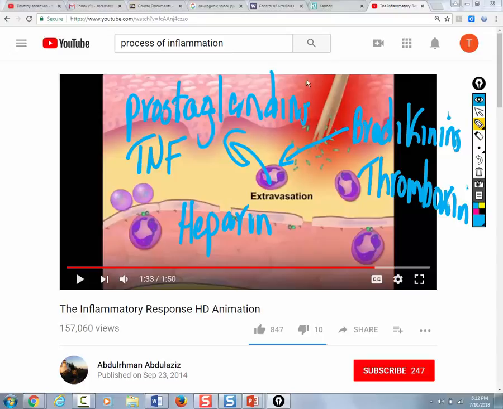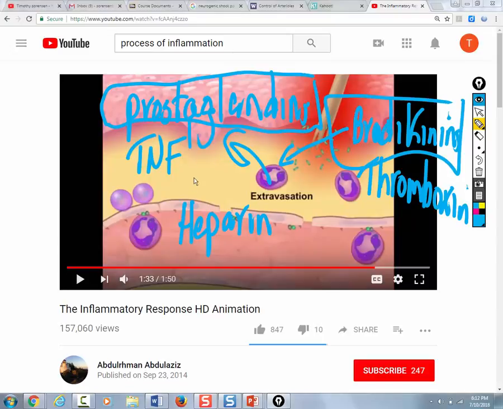Are you with me? The other thing that prostaglandins and bradykinins and tissue necrosis factor do is they increase capillary permeability and also cause vasodilation. So these chemicals that are released from white blood cells amplify the effects of histamine. They are pro-inflammatory agents. They make the process of inflammation worse and happen longer.